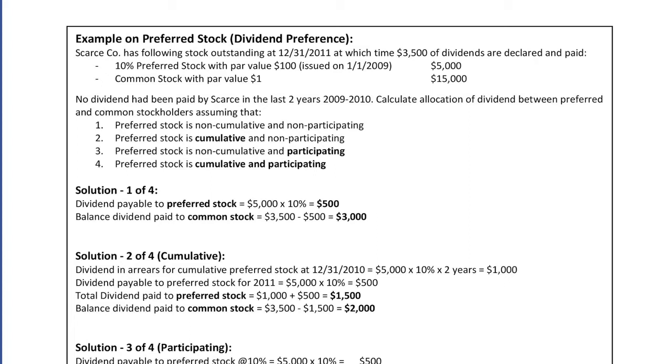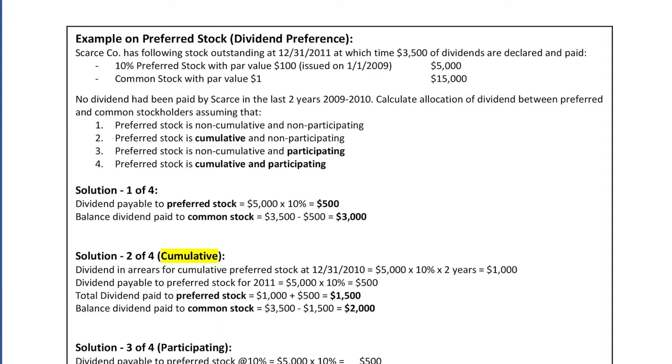The second part, now we are assuming that the preferred stock is cumulative but non-participating. So cumulative. Now dividends have not been paid out in 2009 and 2010. So that's dividend in arrears for cumulative preferred stock. So $5,000 into 10% for 2 years, that's $1,000 dividend in arrears. Dividends for this year, that's $500. So we need to pay 1,000 plus 500, $1,500 to preferred stockholders before anything is paid out to common stockholders. The balance $2,000 goes to the common stockholders.